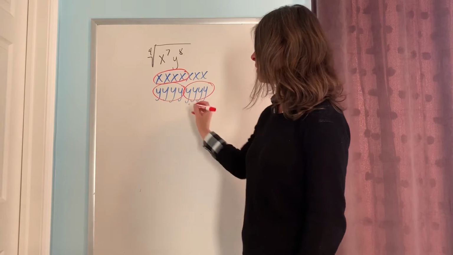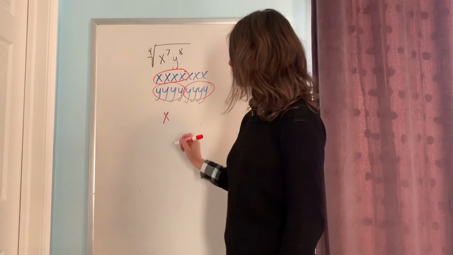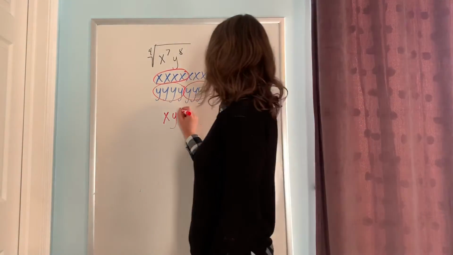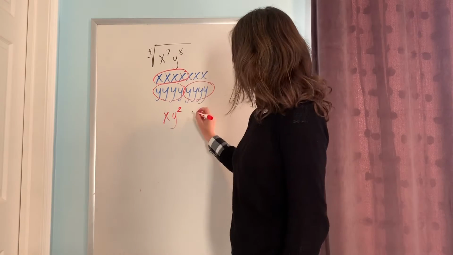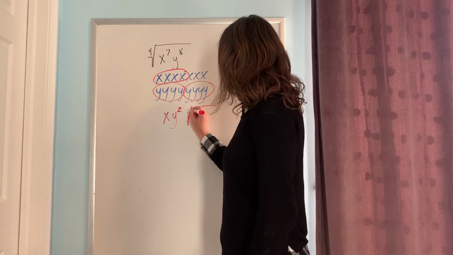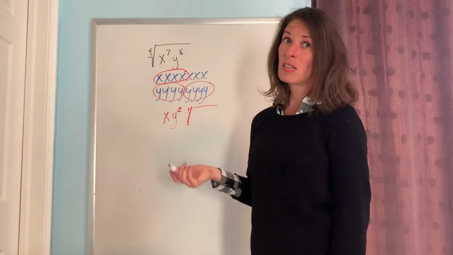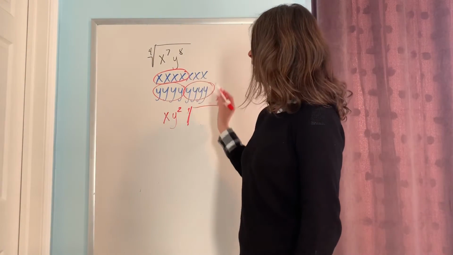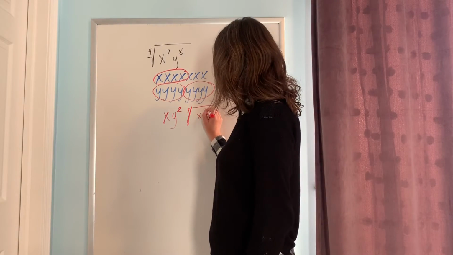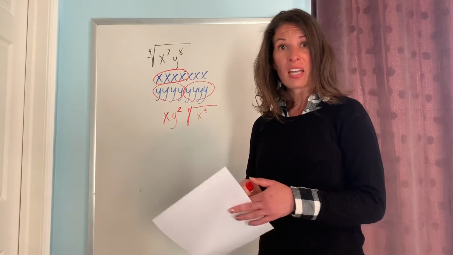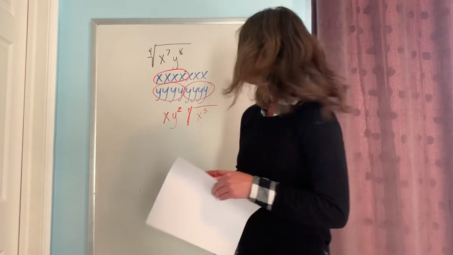So my answer, I have x, I have y, I have 2 groups of y, which means it's going to be squared. And then I have the 4th root. Sorry, you guys know my handwriting's not the best. And then I have 3 x's, or x cubed. Those 3 x's did not get circled. They stayed in jail. Everything else broke out of jail.